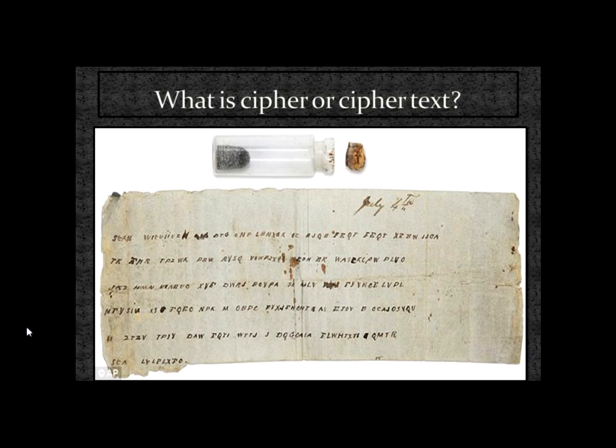What is cipher or ciphertext? Cipher is how the message is hidden, or how its readability is concealed. For example, the letter A could be represented by the letter D. The letter B could be represented by the letter F.